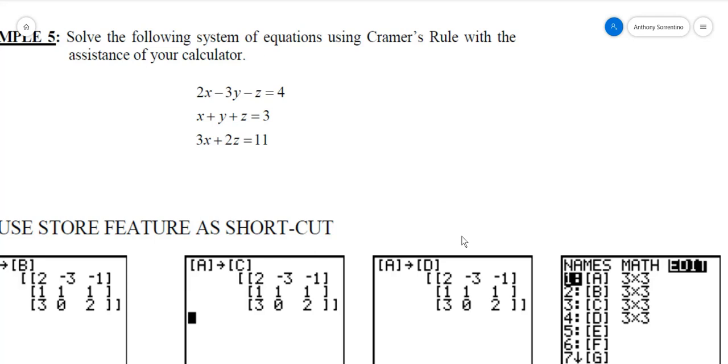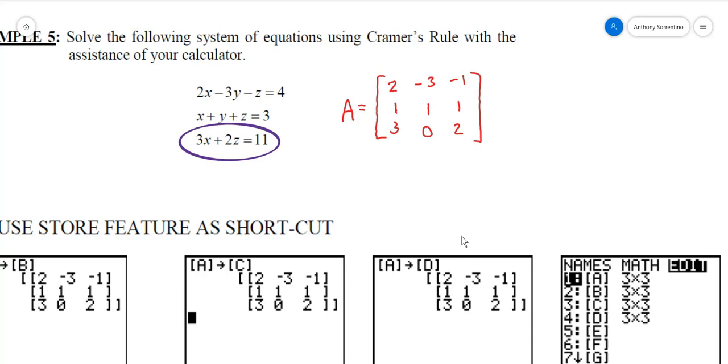This last row here, I'm missing my y term. So I have to realize that my coefficient matrix, A, is going to be 2, 1, 3, negative 3, 1, 0, negative 1, 1, 2. And so if I'm doing D, of course, this is the determinant of this matrix.